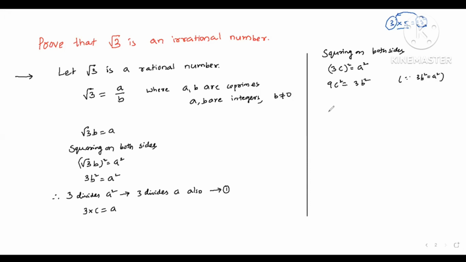Now here 9, you can transpose this 3 to left side. We get 9c square by 3 equal to b square. So 3 3s are 9. We get 3c square equal to b square. Now again we got 3 into some number equal to b square. So therefore 3 divides b square, so 3 divides b also. This is statement number 2. So now we got 3 is dividing a and 3 is also dividing b.